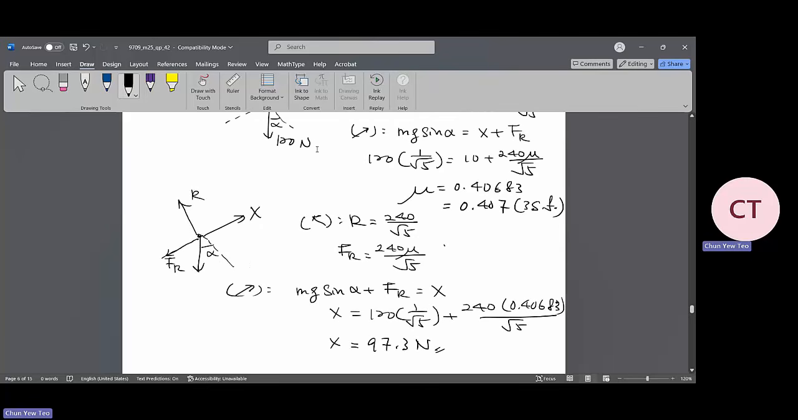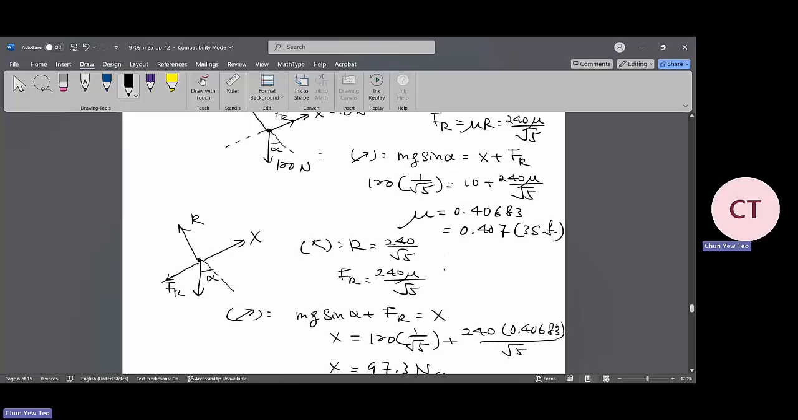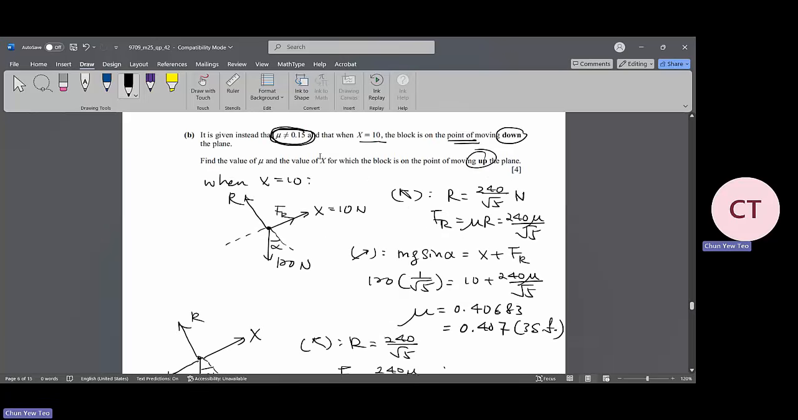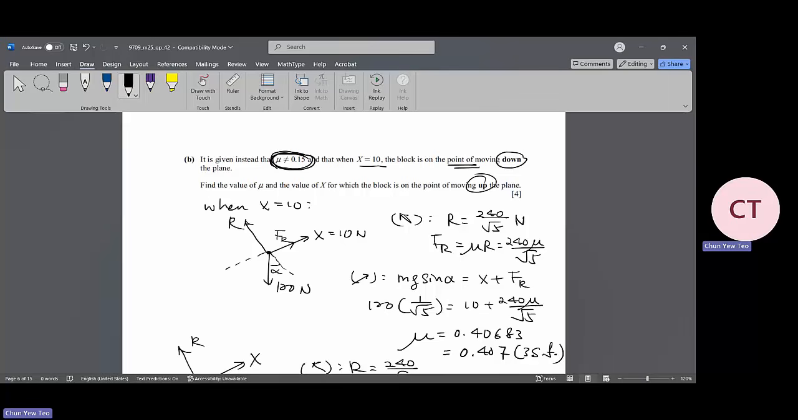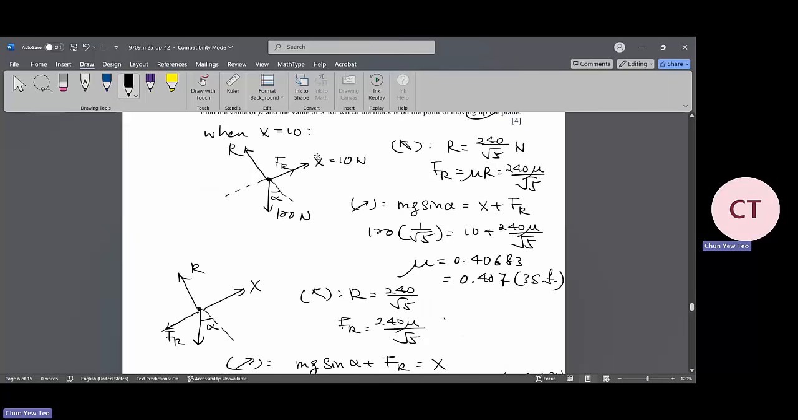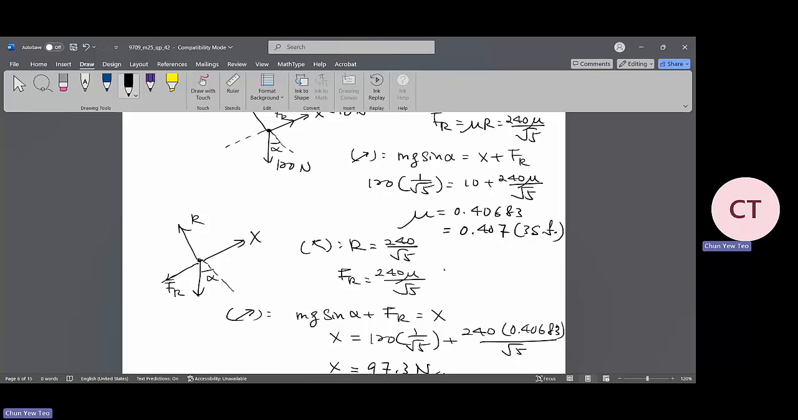Okay, so this is done. This is how you get the answer for question number b. So here you have to be careful, because the mu has changed. So we have to change accordingly. Okay, so the FR, we have to recalculate the FR.